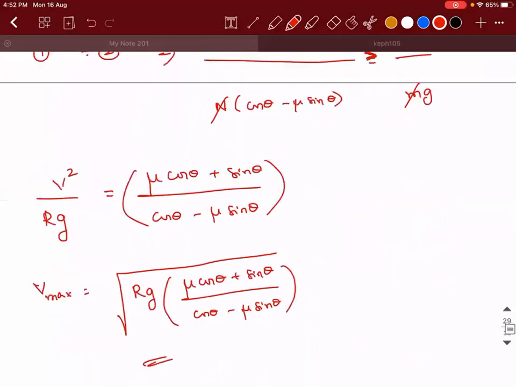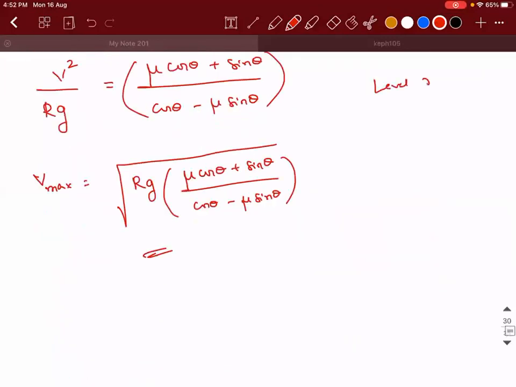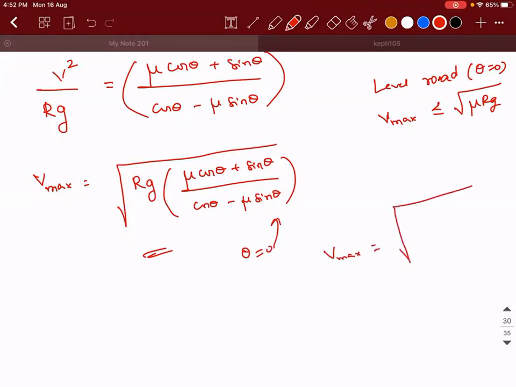See, this can be taken as a general formula. For a level road, what did we get the value of Vmax as? Less than or equal to root of mu rg, correct? For a level road, can I say that theta is equal to 0? Substitute theta is equal to 0 in this. So Vmax will be equal to square root of rg into mu cos 0 plus sin 0 divided by cos 0 minus mu times sin 0. Sin 0 is 0, cos 0 is 1. So Vmax will be how much?